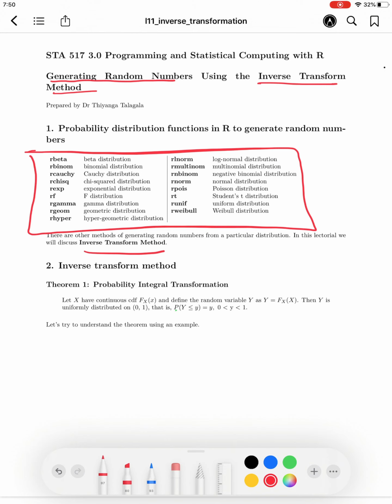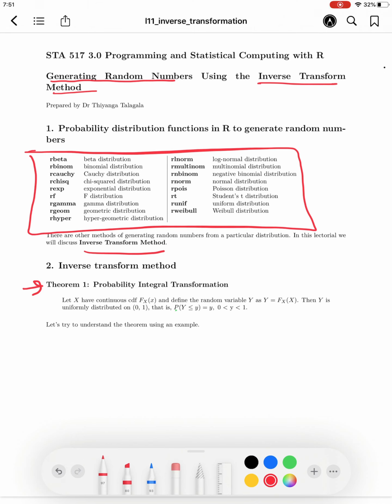The inverse transformation method is based on this theorem. This theorem is called the probability integral transformation. Let's look at the theorem first. The theorem says: let X have a continuous CDF F_X, and define the random variable Y where Y equals F_X(X). Then Y follows a uniform distribution with parameters 0, 1.